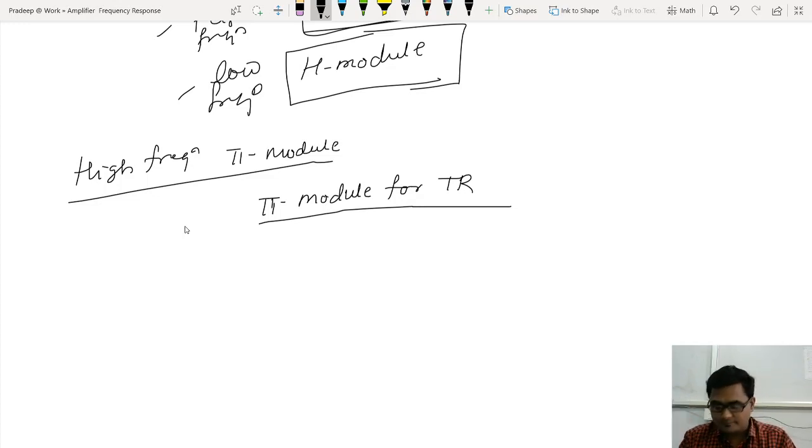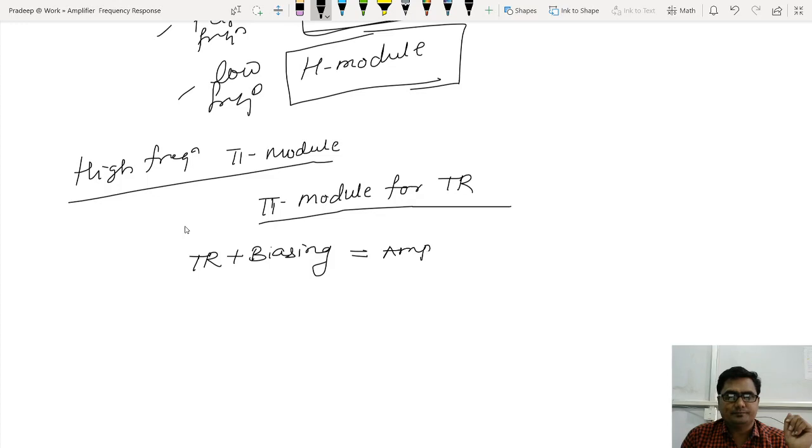Let me tell you that a transistor alone cannot work as an amplifier. A BJT alone can't be an amplifier. What I need is a transistor plus biasing, then it will work as an amplifier. Yes, the transistor has to be biased, then it will work as an amplifier. So biasing means what? I'm connecting some external resistors and capacitors, especially resistors only. So in biasing, I'm connecting extra resistors to the transistor.